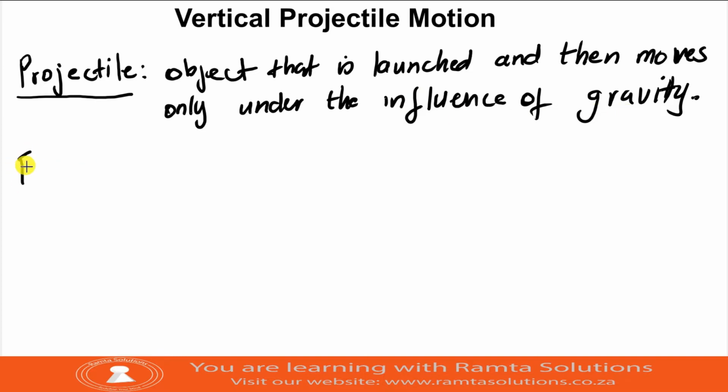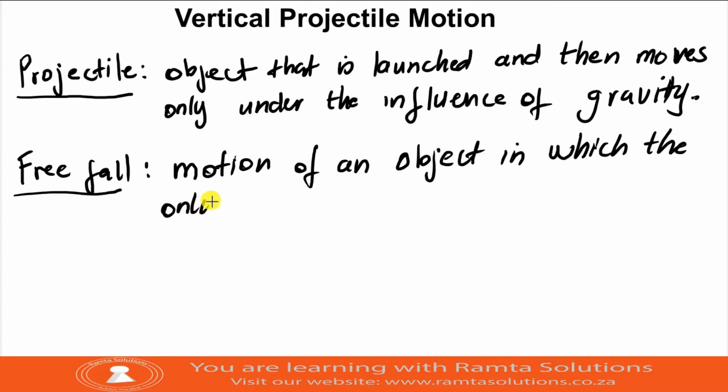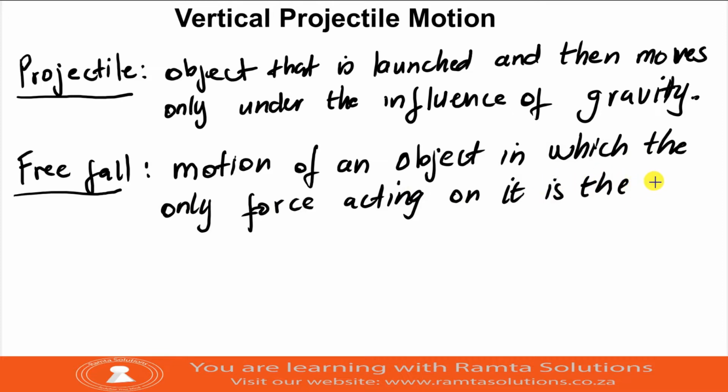The second definition that you need for this section is free fall. Now free fall is a motion, while projectile is an object. So free fall is motion of an object in which the only force acting on it is gravity. I'm gonna write that down.